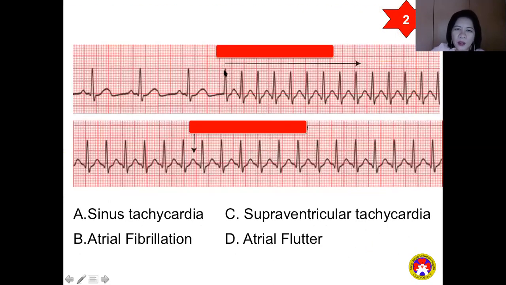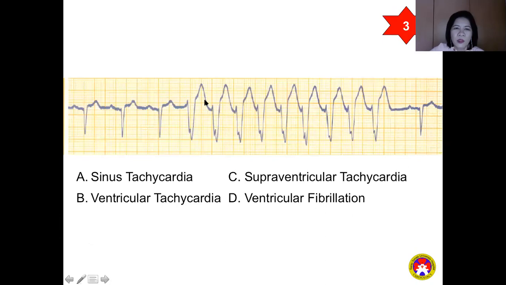Okay, how about this one? So we see a regular, narrow complex QRS. No P before the QRS, and the rate is more than 150. So this is 300, this is 150. So this is around 200 plus. So this is supraventricular tachycardia.